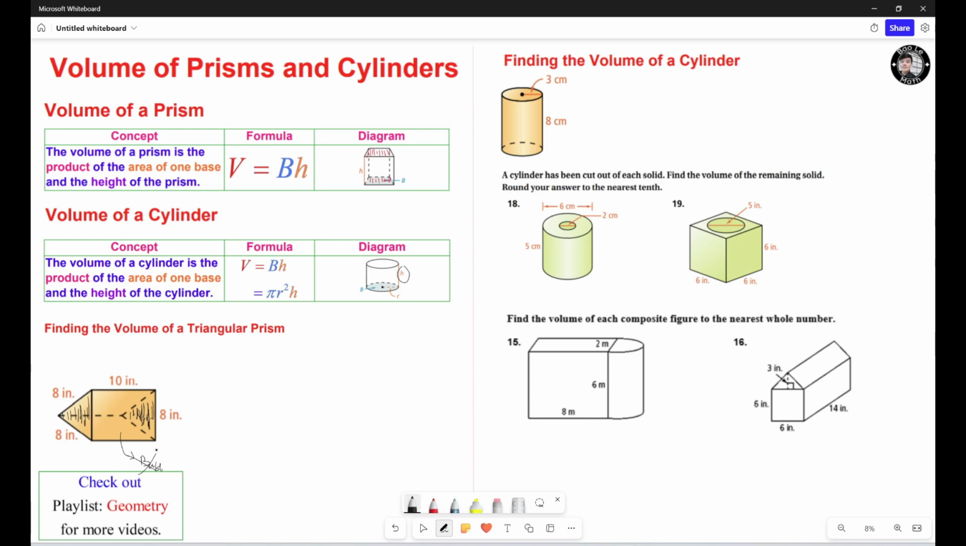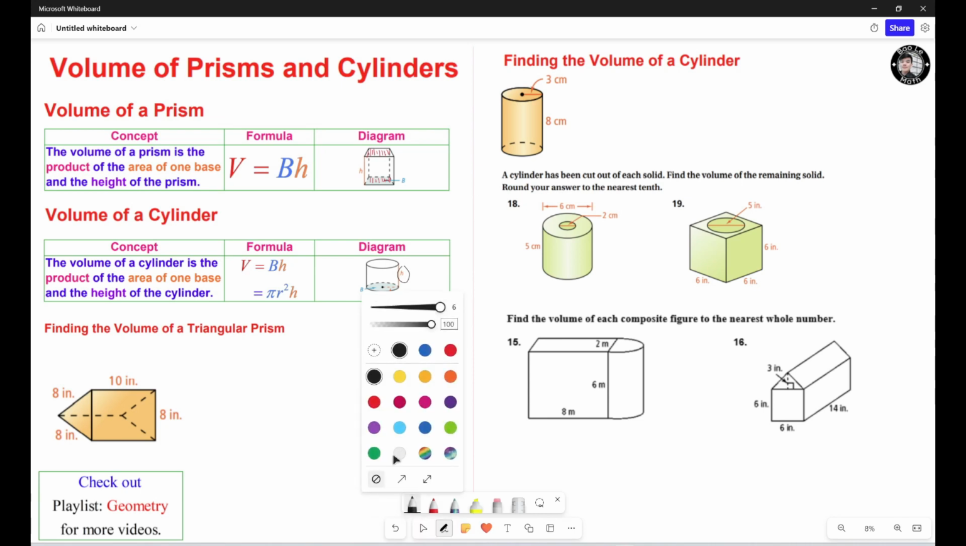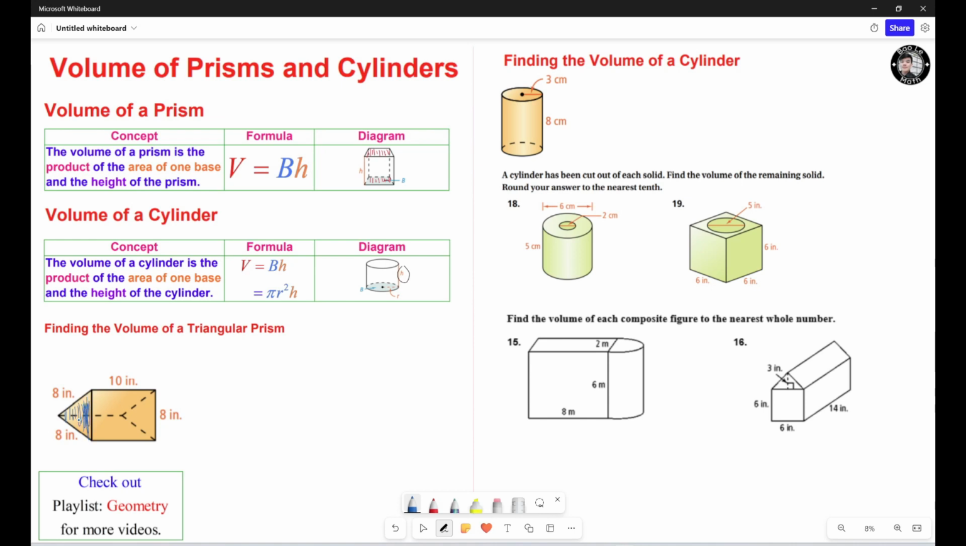Alright, so let's take a look at the example. Now the first thing you need to do is to shade the base and circle the height. Alright, keep that in mind. The reason why you need to shade the base is because you need to pick the right base. So here's the base, the base right here. And you need to circle the height. The height equals 10 inches. The height is the distance between two bases.